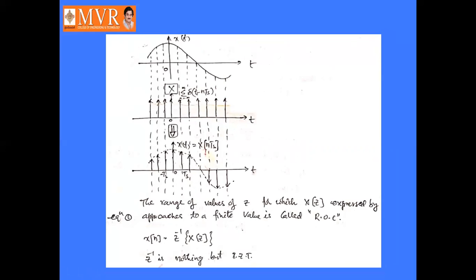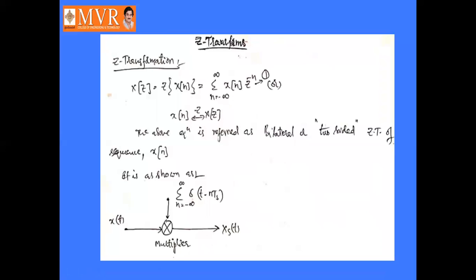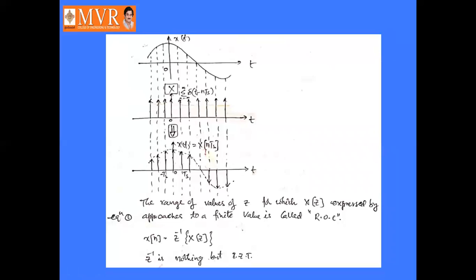The range of values of z for which X of z expressed by equation number 1 approaches a finite value is called the region of convergence. What is equation number 1? That is sigma n equal to minus infinity to infinity x of n into z power minus n.